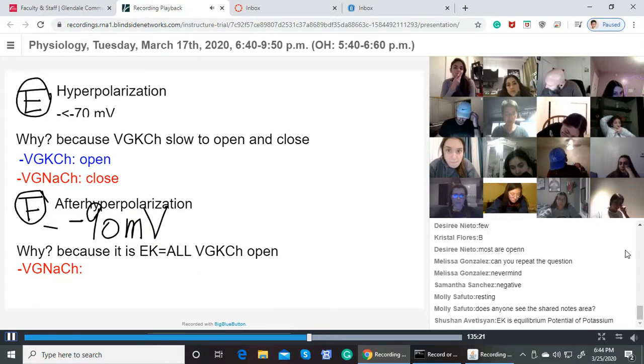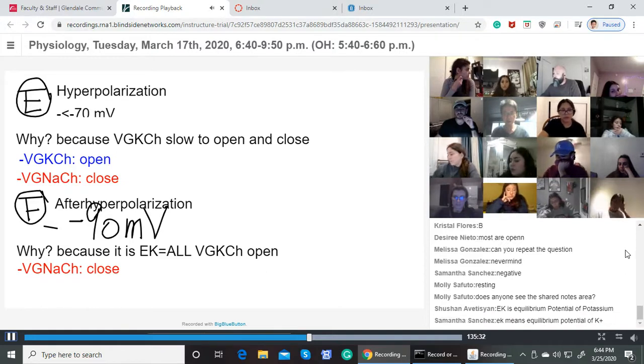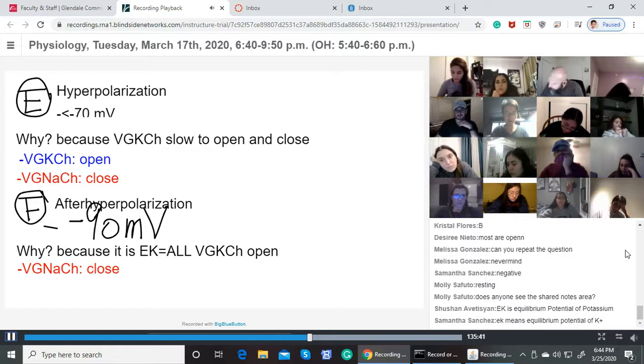But how come there's no push-pull factor? Why is there no push-pull factor? Because the voltage-gated sodium channel is still closed. Then you may ask, how come it doesn't open? You said that it is fast, right? That means it is fast to open, fast to close, fast to inactivate. How come it doesn't open again?